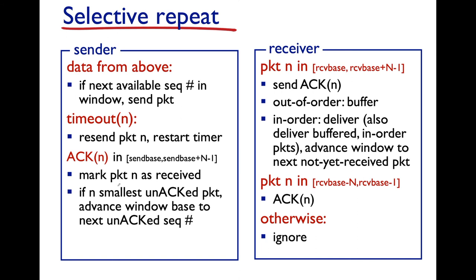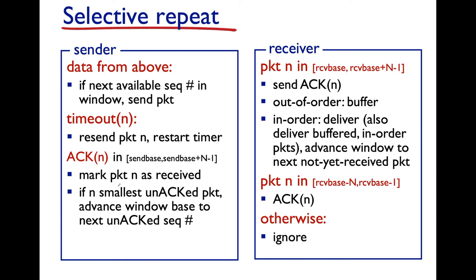So in selective repeat, on the sender side, you get data from above, and if the next available sequence number is within the send window, you go ahead and send the packet. If you get a timeout with a sequence number for n, you resend that particular packet and restart its associated timer. Remember, with selective repeat, it's on a per packet granularity for the timer. If you get an ACK, and that ACK is within the window, send base and send base plus n minus 1, you're going to mark that packet as being received on the sender side. And if n is the smallest unacknowledged packet, you advance the window's base to be the next unACKed sequence number.